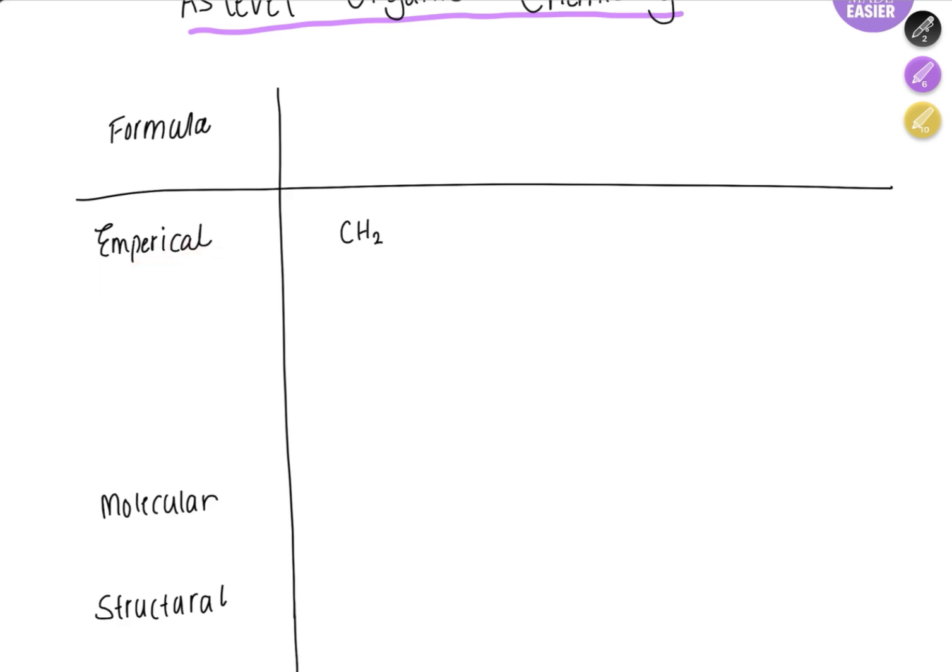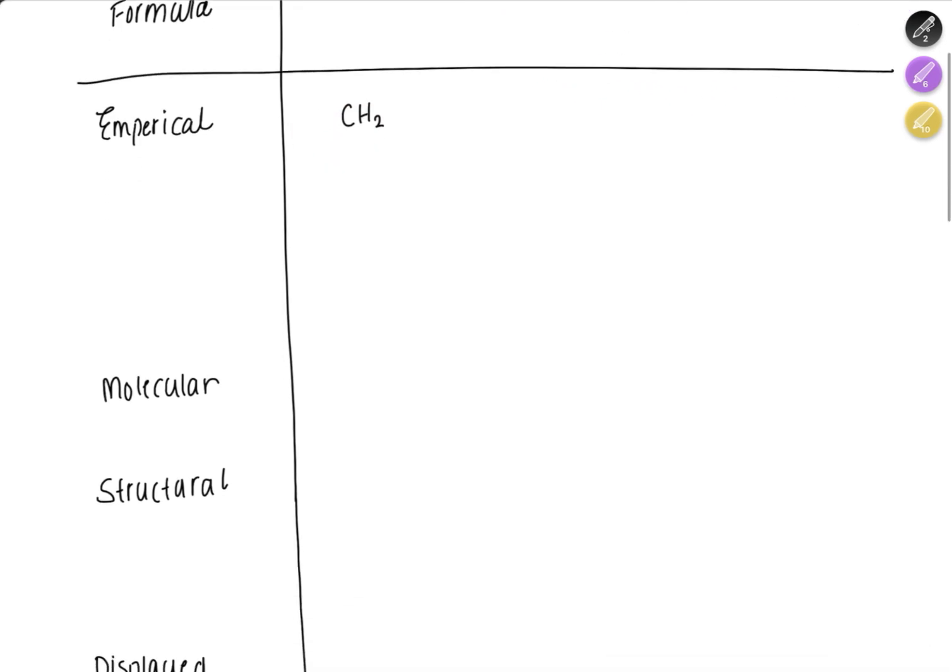Now empirical formula basically gives us the simplest ratio of the atoms present in the compound. For example, a substance may have multiple atoms present in it, right? But the basic ratio is represented in the empirical formula. Now, what about the molecular formula? Molecular formula gives you the actual number of atoms present in your molecule.